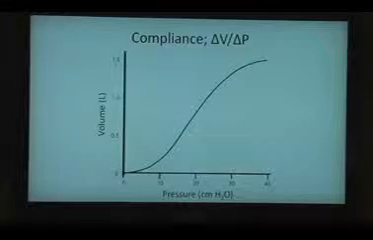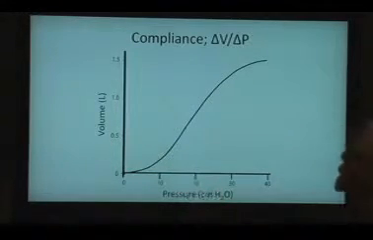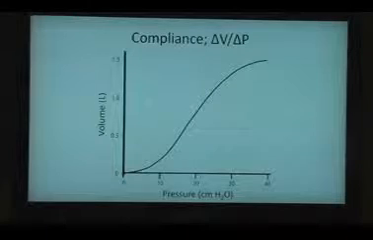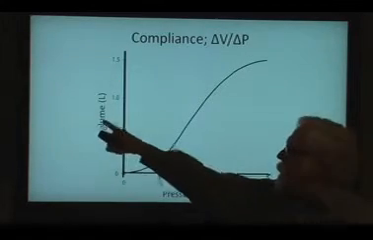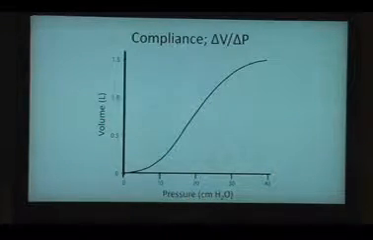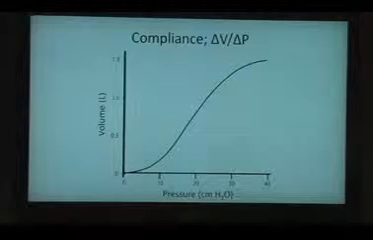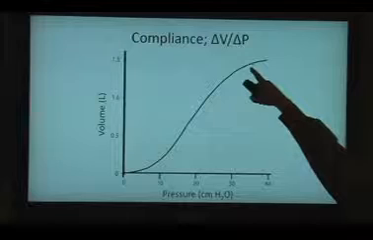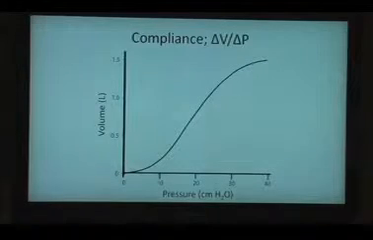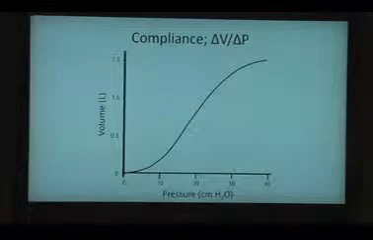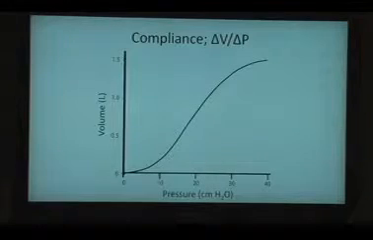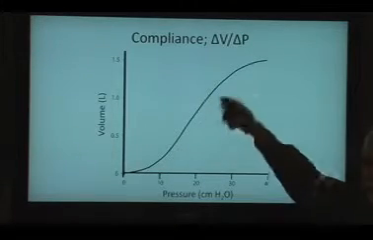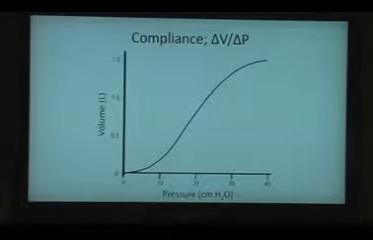Okay, so here's our volume-pressure relationship again. We said that compliance is a change in volume over the change in pressure. So we may want to know what the compliance is, what the slope of this line is clinically. It might be helpful clinically to know, is the compliance increased or decreased from normal? Or in other words, what is the slope of this line?